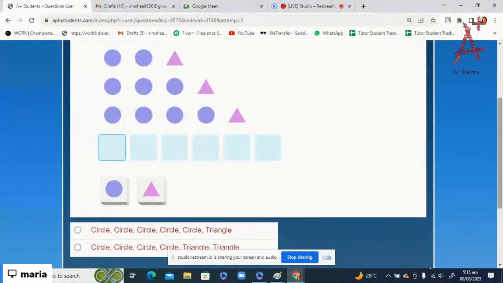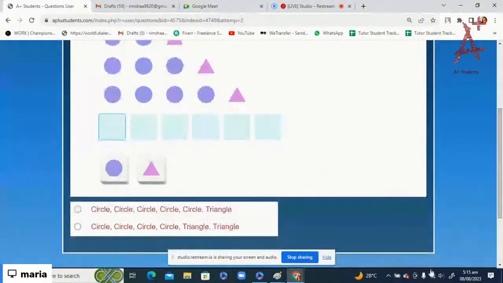Check it. In which option are there five circles and only one triangle? In option A, how many circles are there? One, two, three, four, five. Five circles and one triangle. That is right. And why is option B wrong? Also just check that, because here are four circles and two triangles, but we know that if we follow the pattern, option A is right.